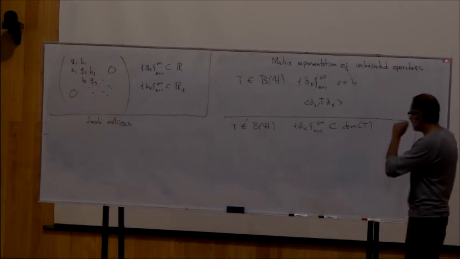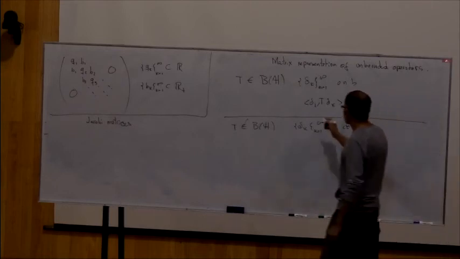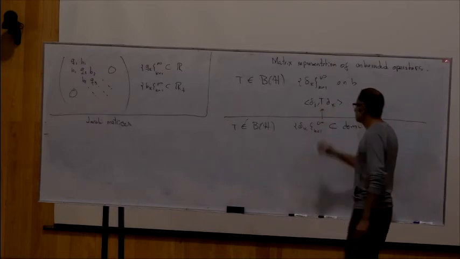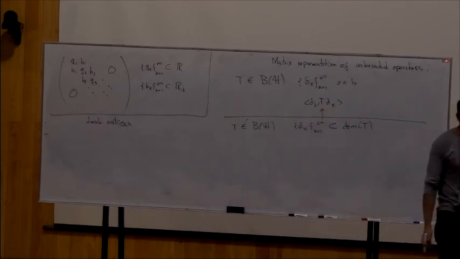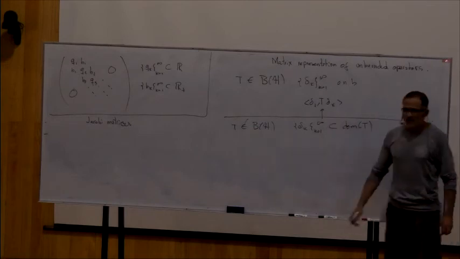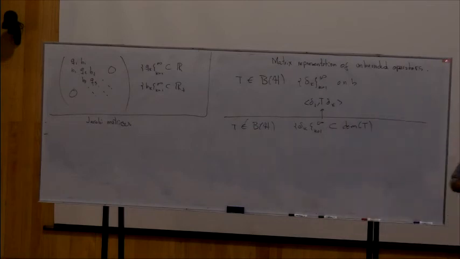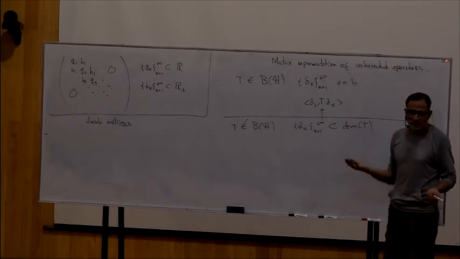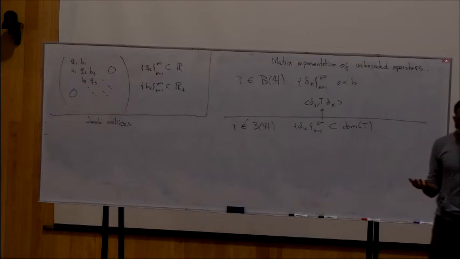And then we can, of course, write this thing. Because they are in the domain, we can write these numbers, complex numbers. And we have a matrix. But now, how is the matrix related to the operator?